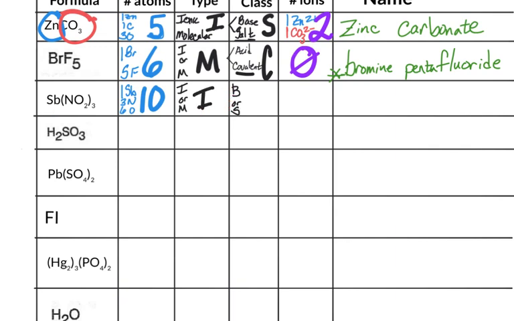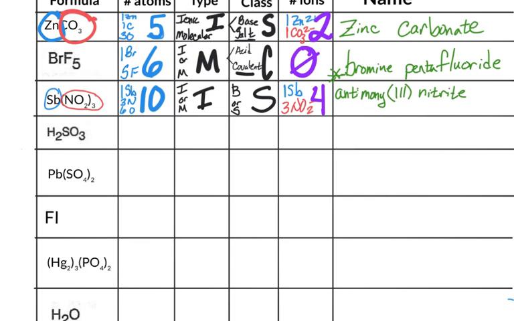This one is a salt, and the number of ions that we have is 1 antimony and 3 nitrites, so we get a total of 4 ions. And the name of this is going to be antimony, parentheses, Roman numeral 3, nitrite. Alrighty, the next one. We have H2SO3.